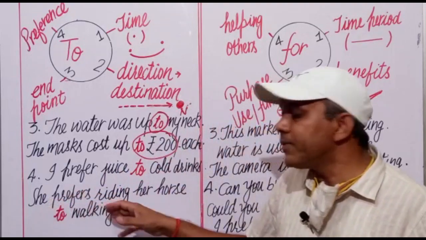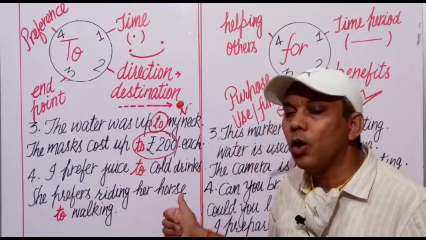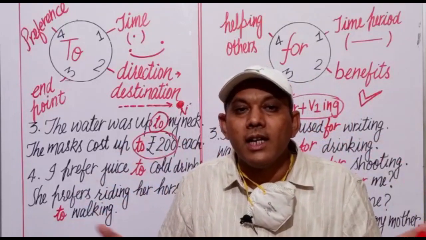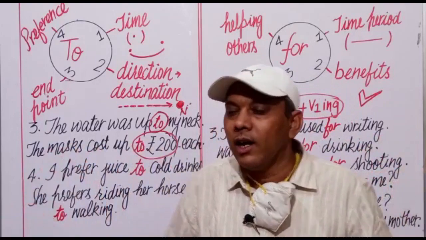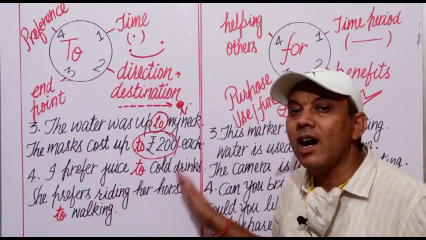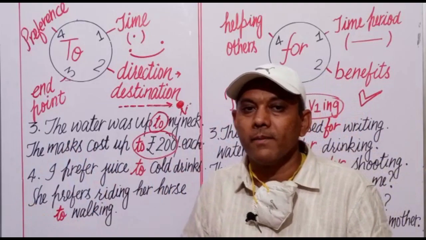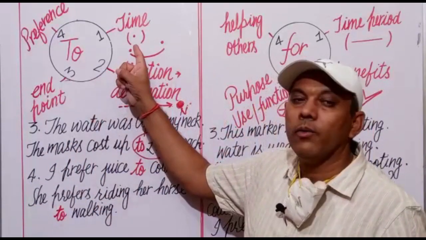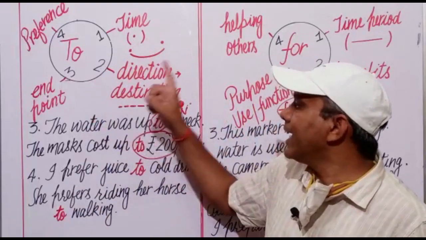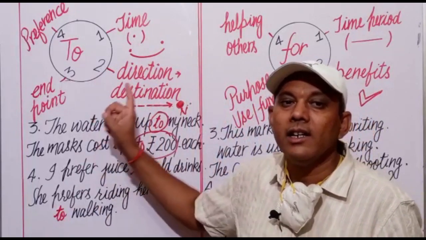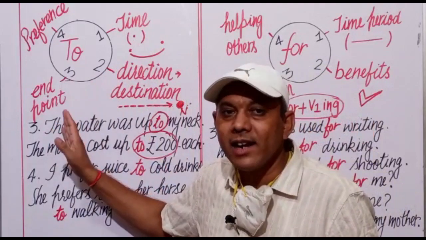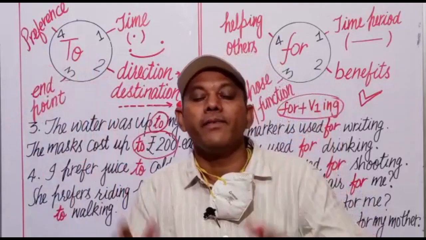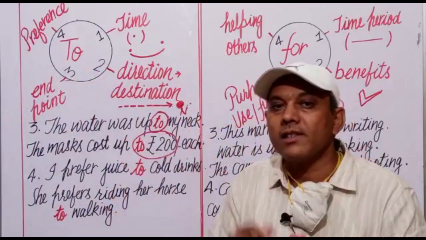Next is, she prefers riding her horse to walking, meaning she does not walk. She doesn't like walking. She prefers riding her horse to walking. In this way, we use to in different situations: for time, in case of destination and direction, end point or end time, or up to some point, and in case of preference.